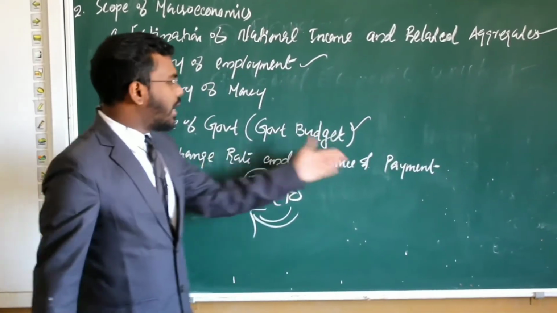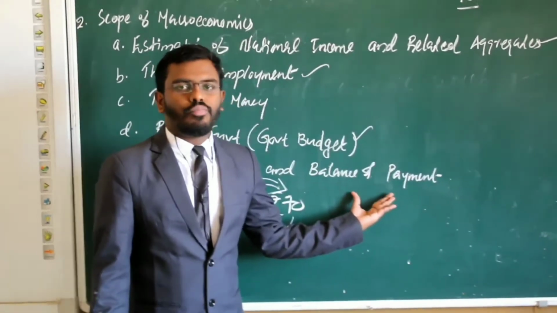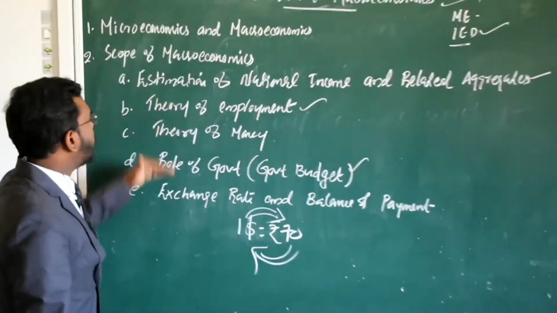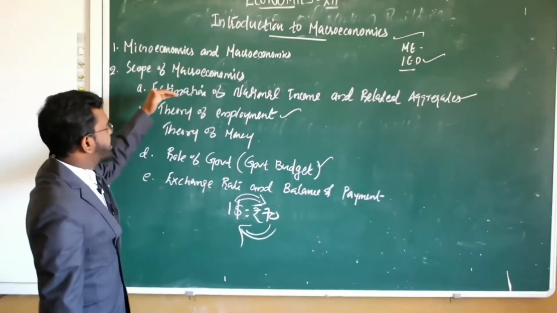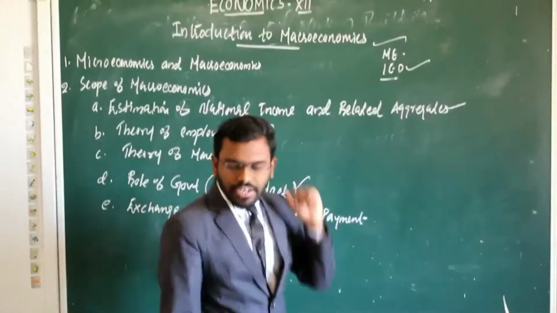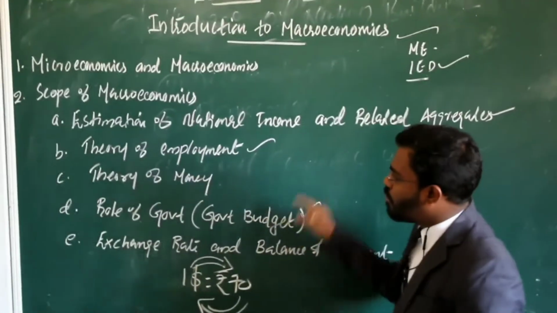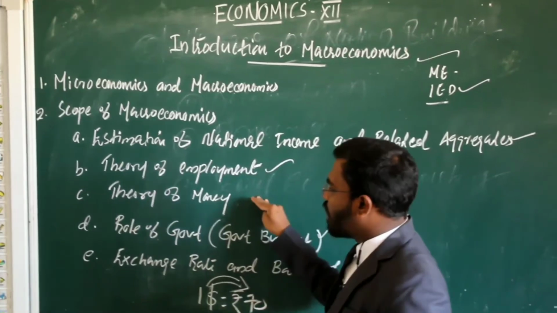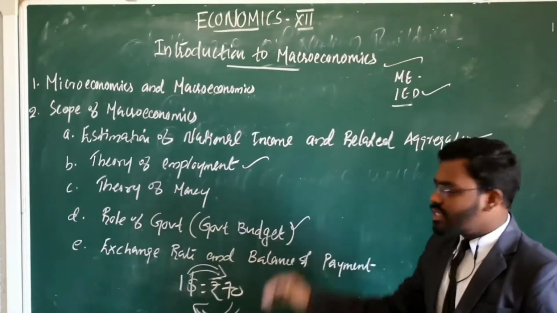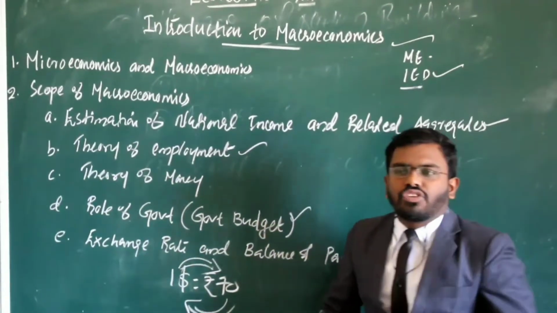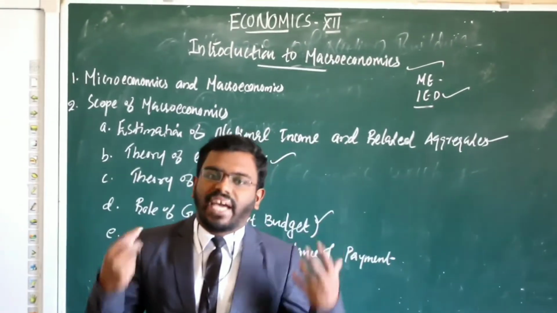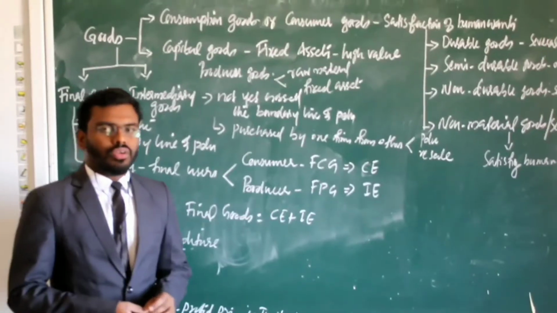Then after that we will discuss balance of payment. These are the important topics covered under macroeconomics. First, estimation of national income and related aggregates. Second, theory of employment. Third, theory of money. Fourth, government budget. And fifth, exchange rate and balance of payment. So this is an introduction to macroeconomics.